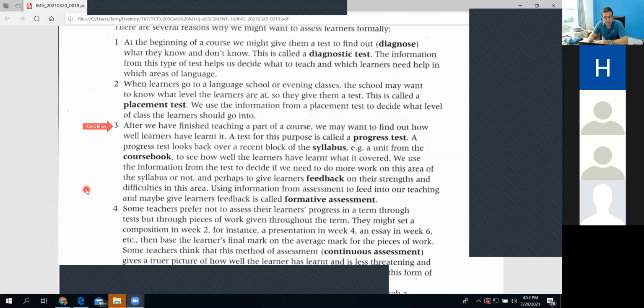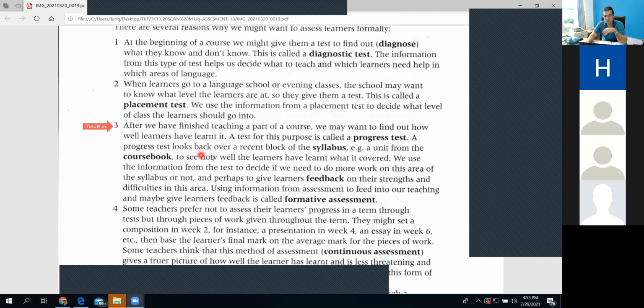All right, so number 3, after we have finished teaching a part of a course, we may want to find out how well learners have learned it. Now try to understand this. We are teaching a course, and a part of that we have covered, and we want to know how well they have learned that particular part which is taught to them up to this date. A test for this purpose is called a progress test.